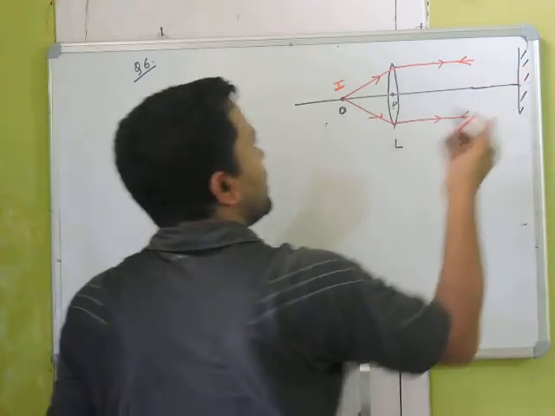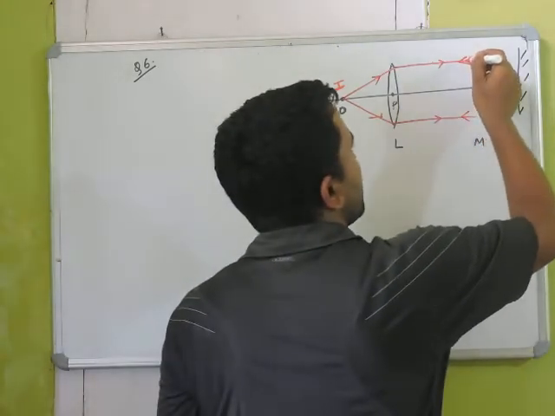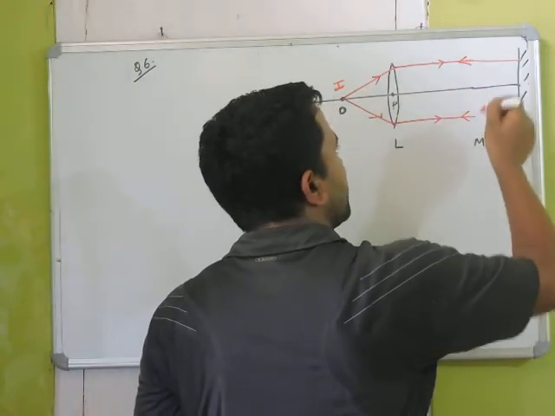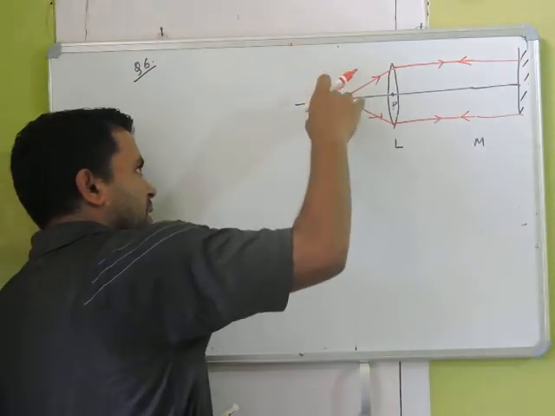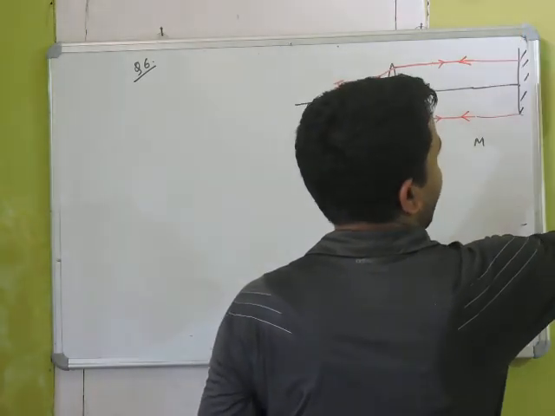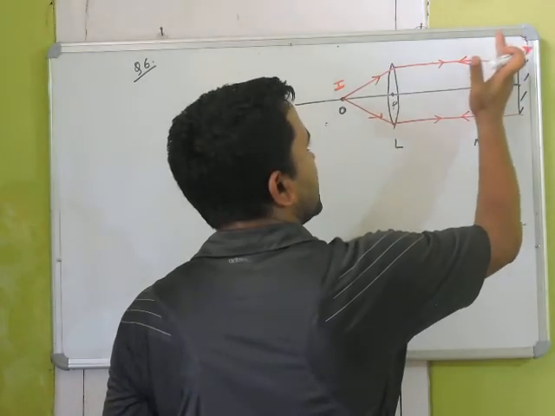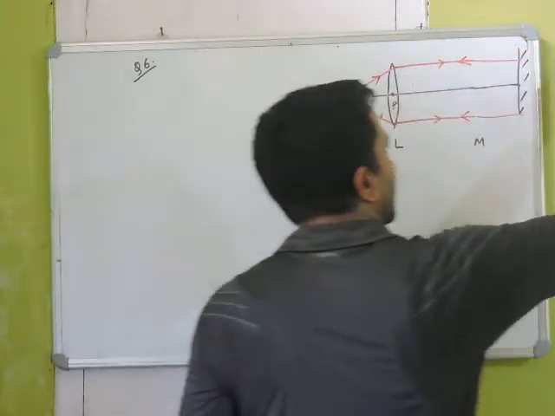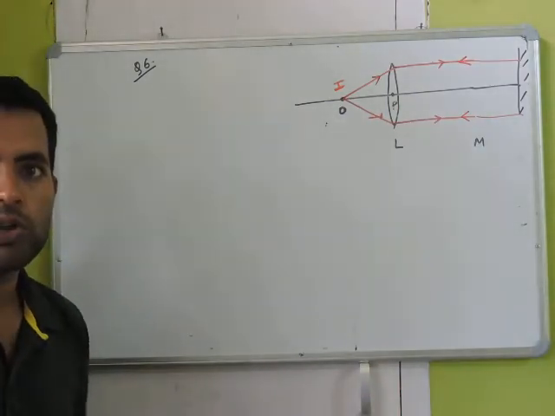still nothing is going to change, because the angle of incidence will be 0. So again it will retrace its path. So the formation of the image here is independent of where you move the mirror parallel to itself. If you move it parallel, wherever you put it, whether you bring it closer or take it far away, the location of the image is not going to change.